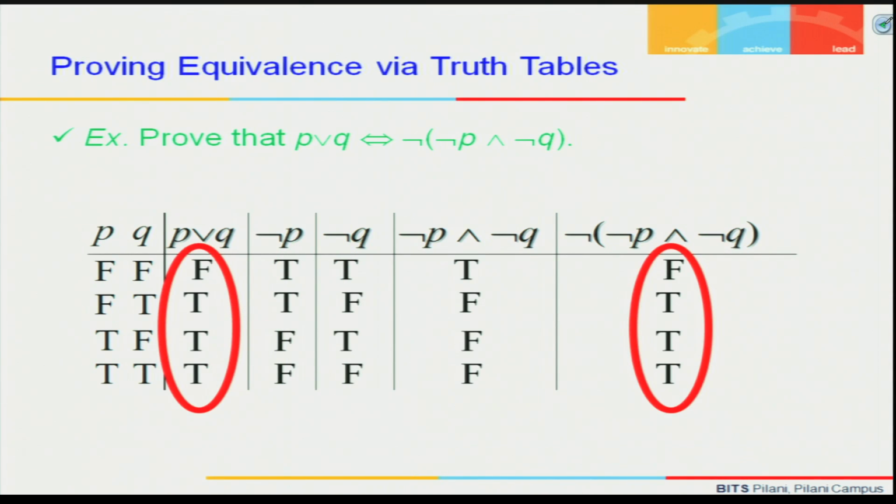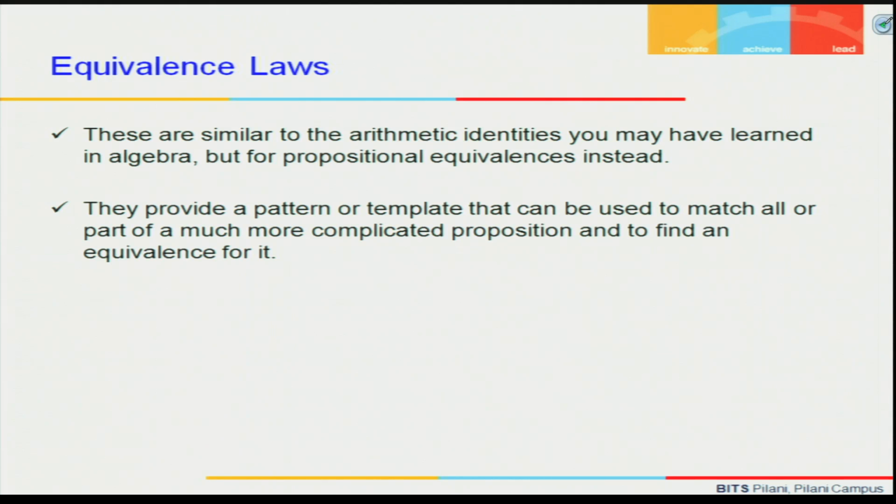Now, there are a lot of laws that have been laid down in propositional logic, similar to the distributive law, associative law, and commutative law in natural numbers. We do have similar laws in propositional logic also. Let us see what these laws are, and they will be very helpful in proving equivalence. We have proved using the truth table.